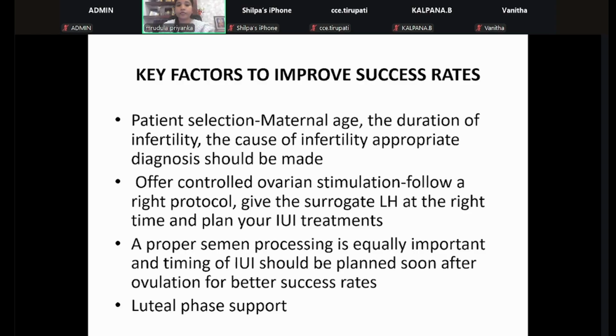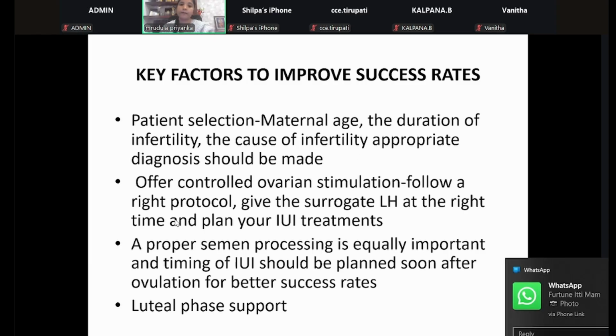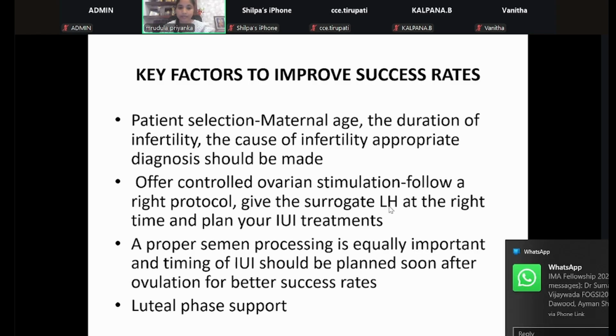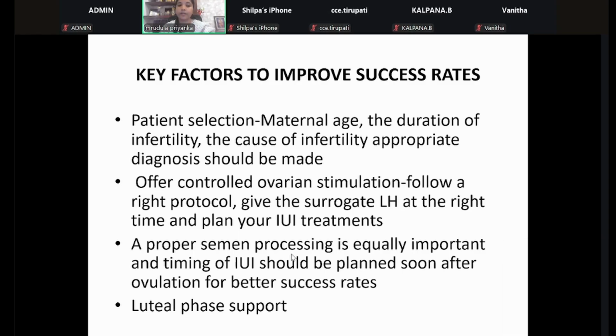Then key factors to improve success rates. The first factor is patient selection: the age, especially the female age, the duration of infertility, the cause of infertility; the appropriate diagnosis should be made. Then offer controlled ovarian stimulation, follow the right protocol, give the surrogate LH, that is the trigger, at the right time, and plan your IUI treatments. Then proper semen processing is also equally important, and timing of IUI should be planned soon after ovulation for better success rates.